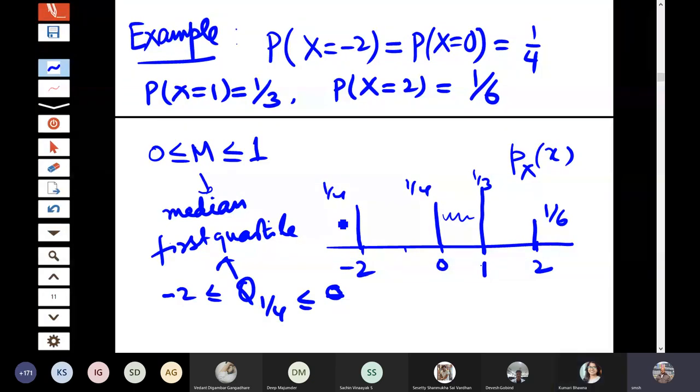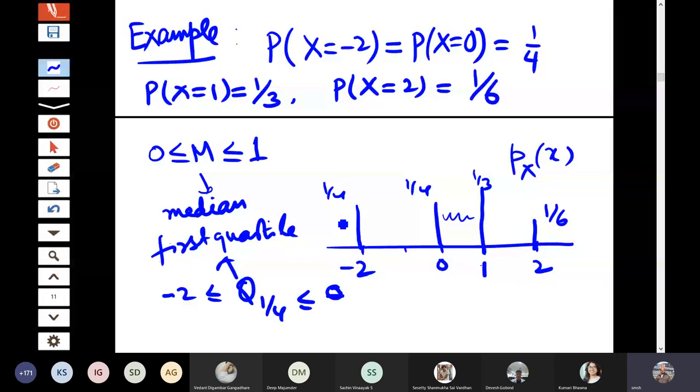Yeah, because at 0, the probability half is attained. If you look from the left hand side, the probability half is attained at 0. And from the right hand side, it is satisfying the condition that probability x greater than or equal to 0 is greater than or equal to half. That condition is also satisfied. Probability x less than or equal to 0 is equal to half. Probability x greater than or equal to 0 is greater than or equal to half. That is satisfied here. So 0 is included.